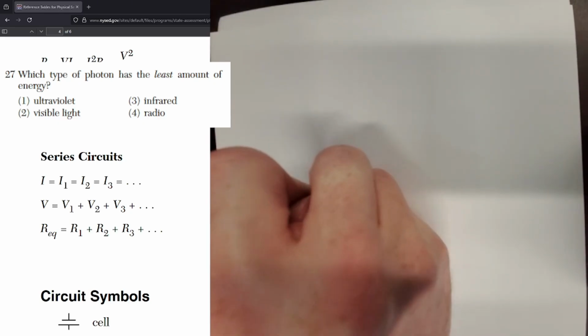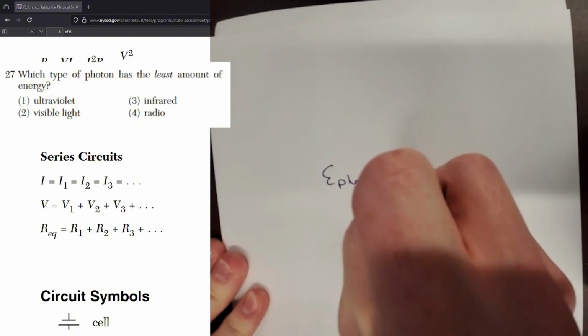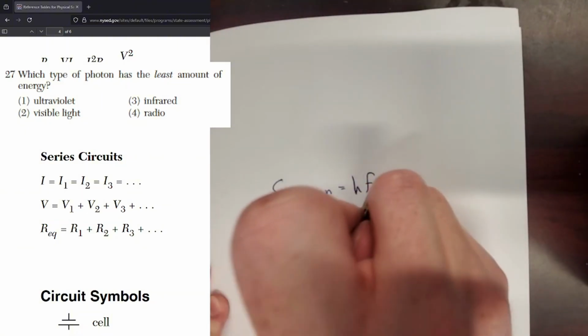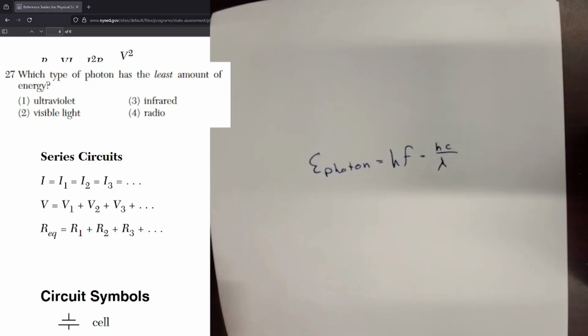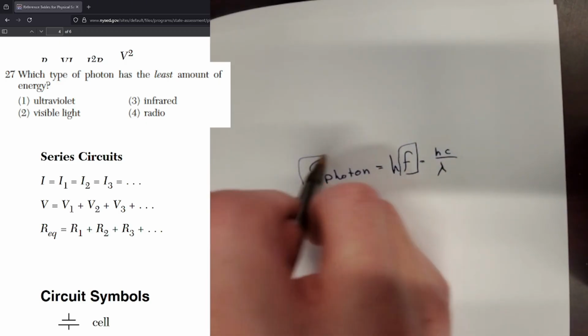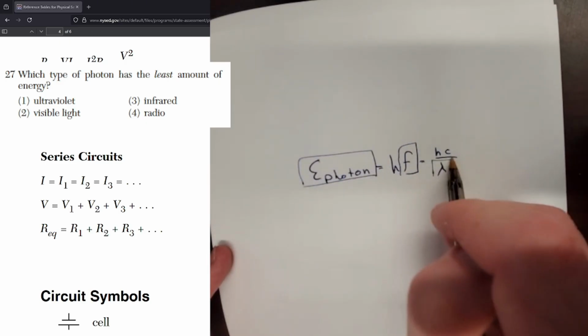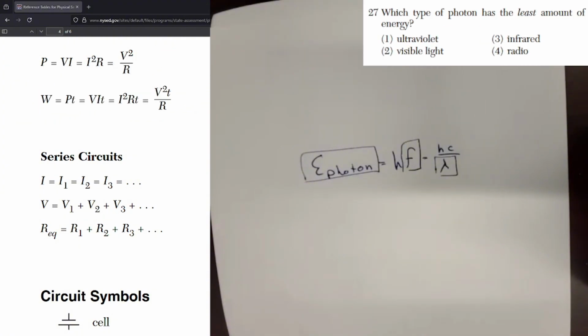Okay, this next one says, which type of photon has the least amount of energy? Well, if you're talking about the energy of a photon, right, E photon, you have h times f, Planck's constant times the frequency, and hc over lambda. So what that means is that if you have a lower frequency, you have a lower energy. If you have a higher wavelength, you have a lower energy. So let's look at our frequencies and wavelengths for these types of light that they're giving us.